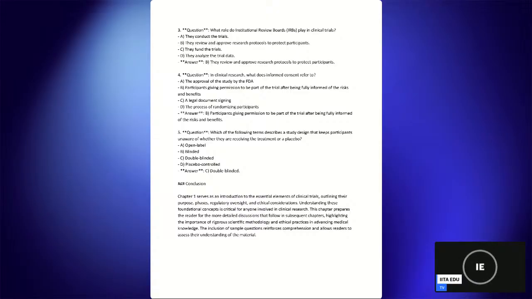Which of the following terms describe a study design that keeps participants unaware? So please listen to the word unaware, of whether they are receiving the treatment or placebo, that is water drug, water pill. A, open label. B, blinded. C, double blinded. D, placebo controlled. The answer is double blinded. That is, the principal investigator is not aware and the subject is also not aware.